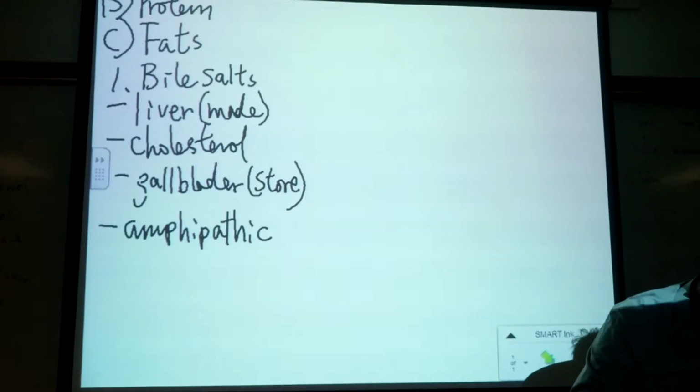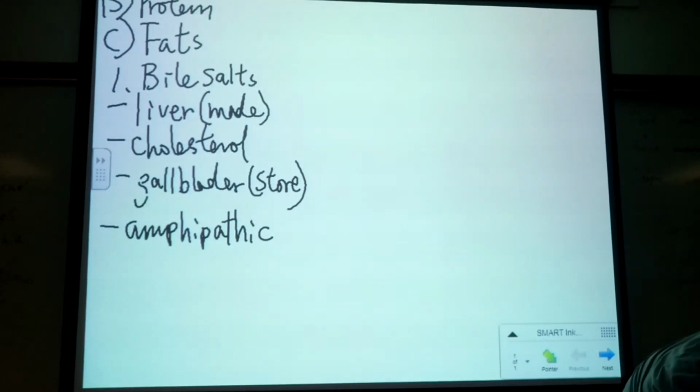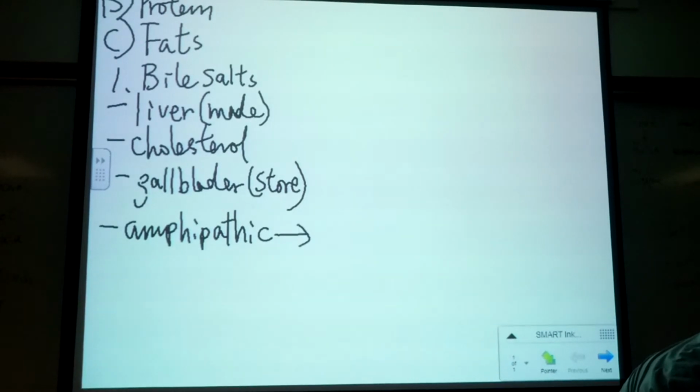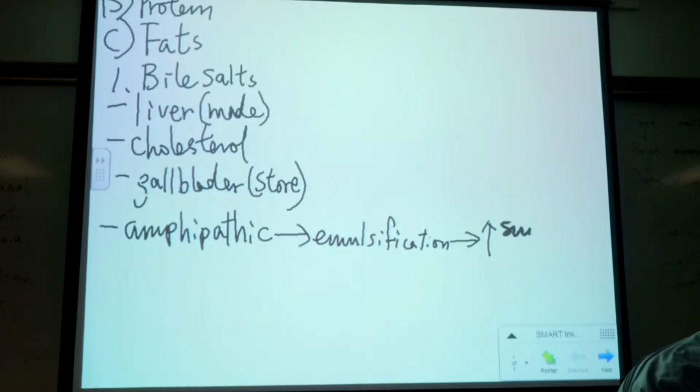Okay, now let's continue with our lecture notes. Amphipathic. It is for emulsification. Emulsification is for increasing the surface area for digestion.